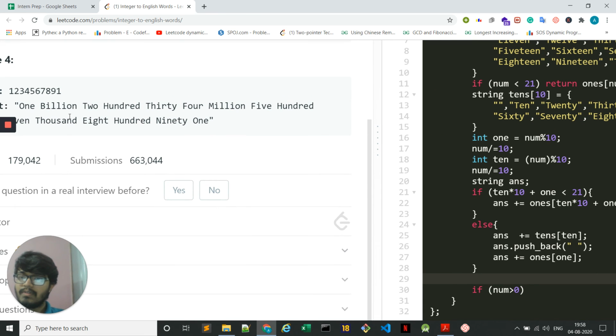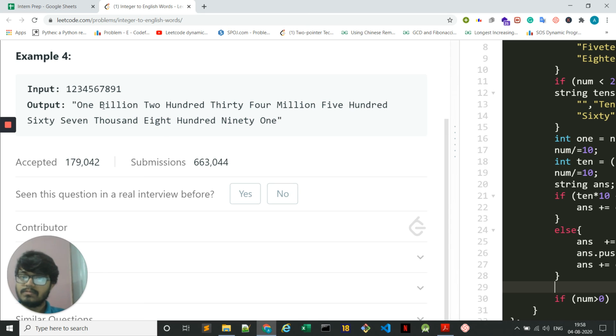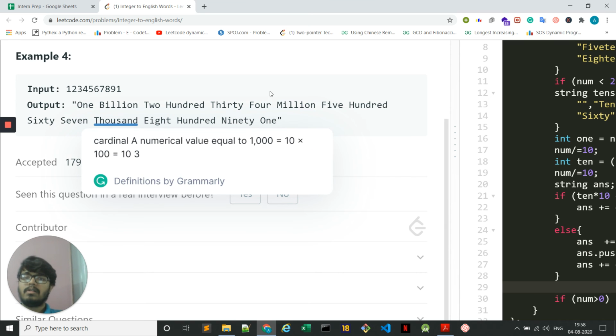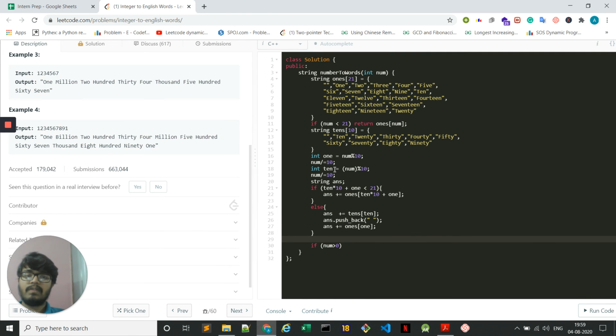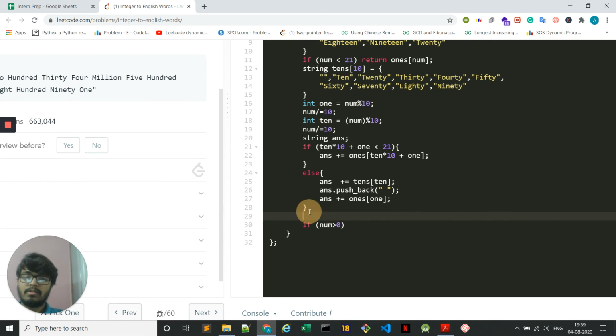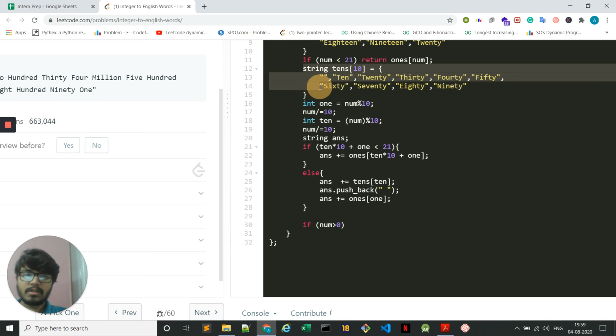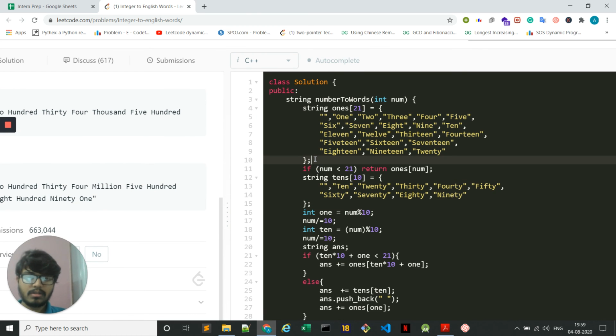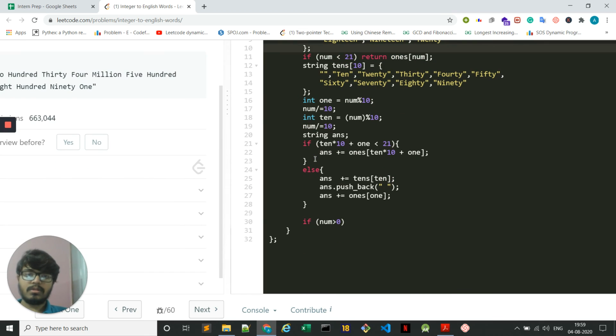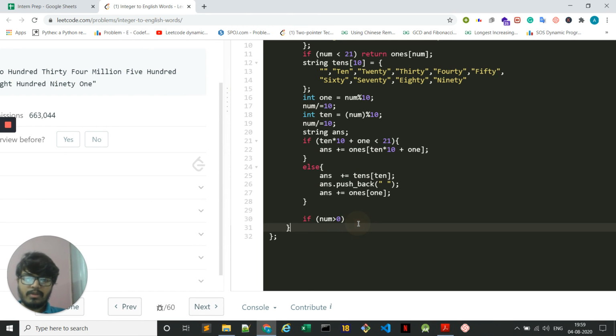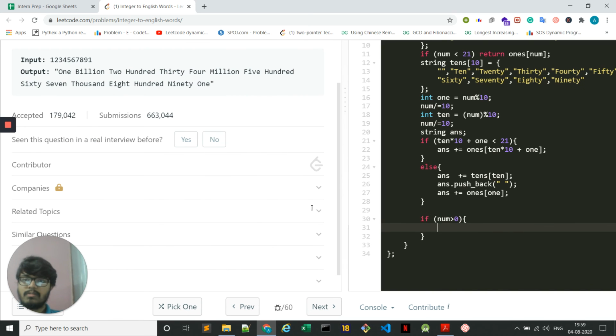Now let us move to the hundreds part. In the worst case, we will only have billion, million, thousand, and hundreds. So now we need to take care of the string of hundreds. It should be like 100, 200, 300, and so on. Let us say the number is now greater than 0. What is the possibility?